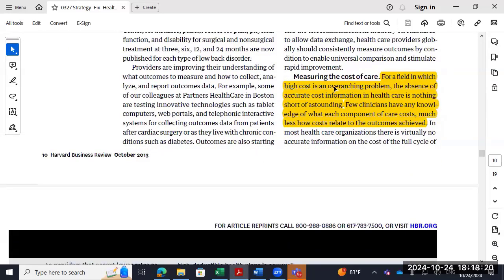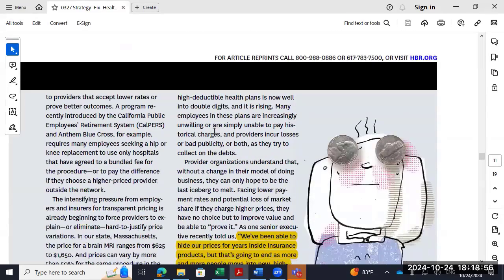For a field in which high cost is an overarching problem, the absence of accurate cost information in healthcare is nothing short of astounding. Few clinicians have any knowledge of what each component of care costs, much less how costs relate to outcomes. Now, it's pretty amazing. Could you imagine Amazon operating like this? You think Amazon knows every penny, every worker, every process? When they do robotics, they probably have it down, out 3 decimal places. Healthcare, not. Even though healthcare has plenty of volume, plenty of data, because it's so fractured, no one's comparing notes. It's very expensive.